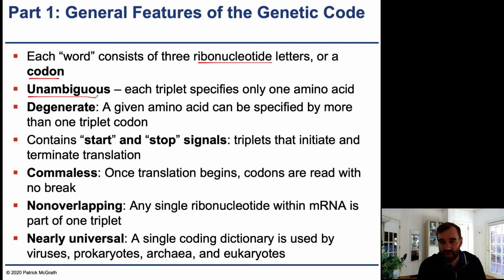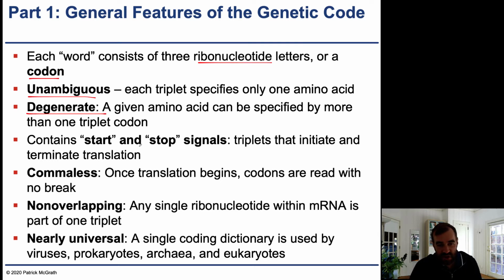There are very few exceptions to this rule, but a codon can only indicate 1 amino acid should be incorporated into a protein. It's degenerate, however. So even though each codon specifies a single amino acid, there are multiple codons that encode the same amino acid. So there's multiple ways to encode any given amino acid, and we refer to that as degenerate. So you should know the definition. You should know what degenerate means.